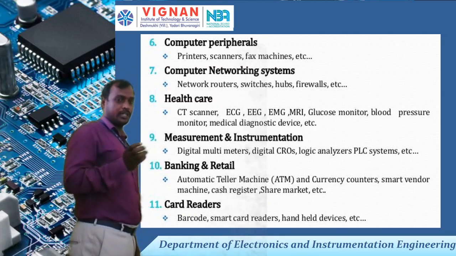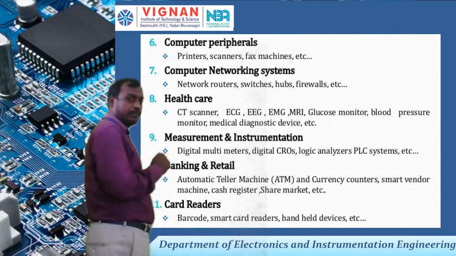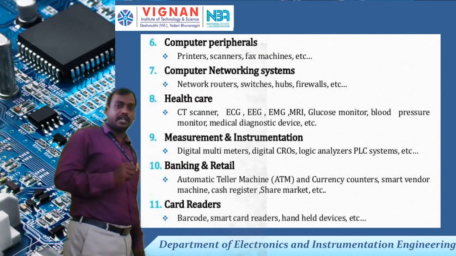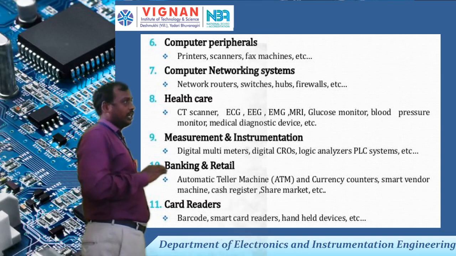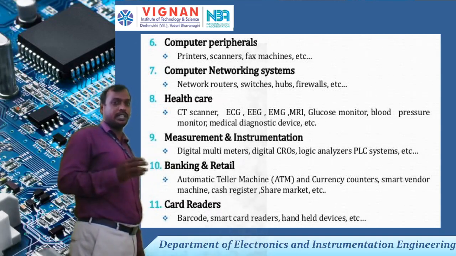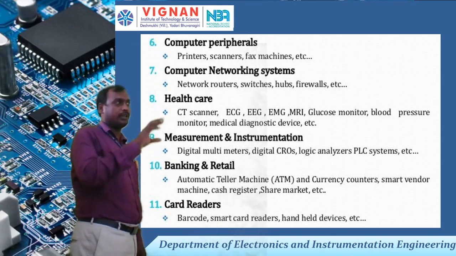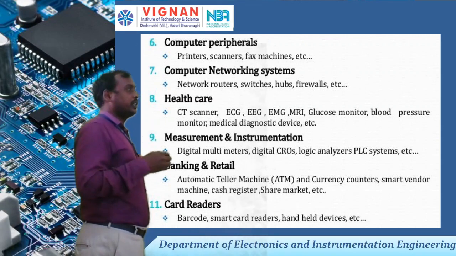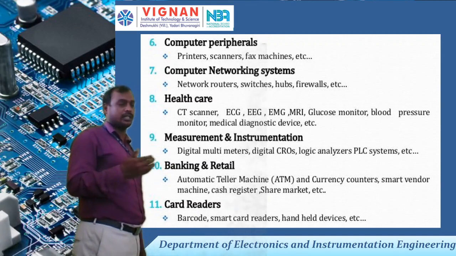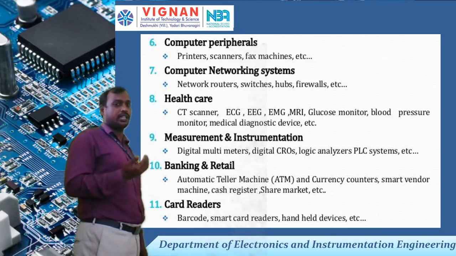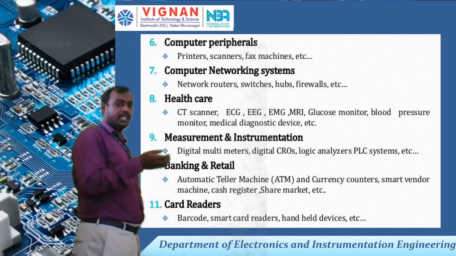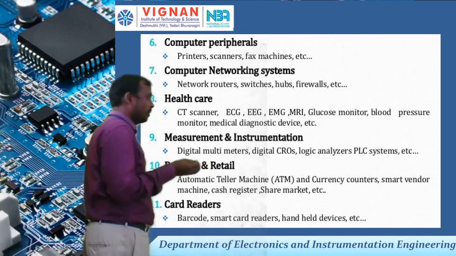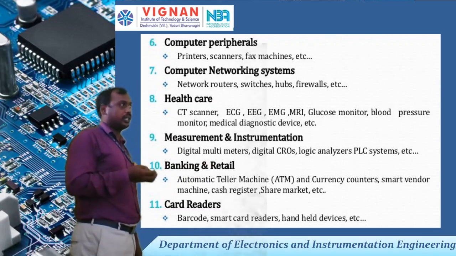Next, barcode. Next, card readers. Card readers include the barcode, smart card readers, handheld devices, etc. Whenever you are taking the barcode, nowadays all of you know about the barcode. Suppose we take Paytm or PhonePe, it contains the barcode. Anywhere we go, we need to pay when we purchase some products. We can give cash or not give cash. With the help of the barcode, using the cell phone, we can scan that barcode, and the amount will be deposited into that particular person's account. We send that amount to that particular person.